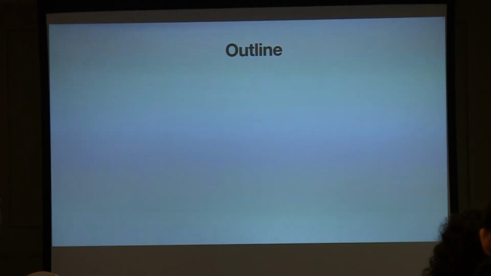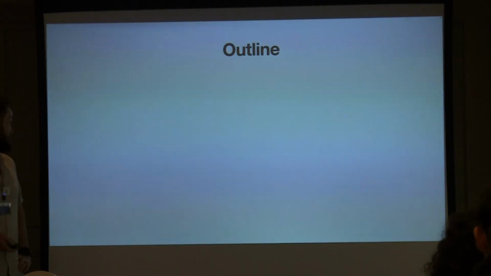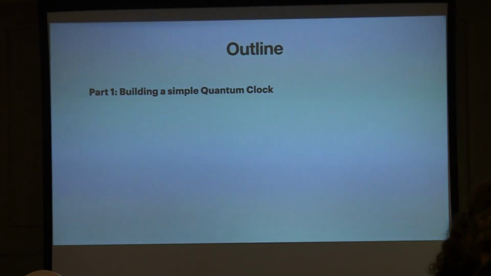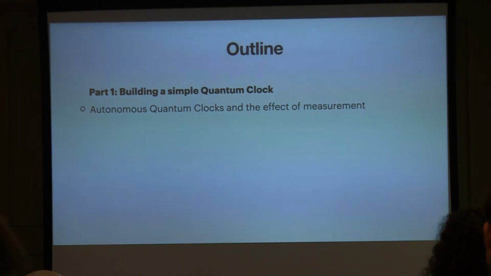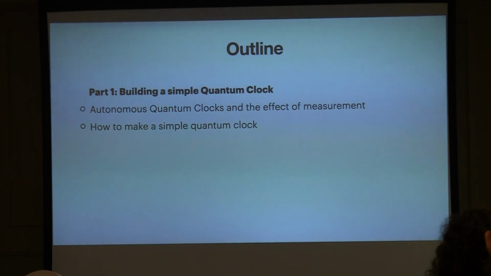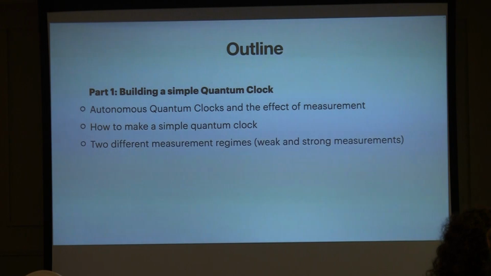So I just want to give a bit of an outline of what I'm going to be talking about today. Firstly, the first part is going to be basically what those who attended QTD have seen, which is building a simple quantum clock using our superconducting circuit. I'm going to start by introducing this idea of autonomous quantum clocks, which has already been talked about by Jared a bit at the start. But the effect of measurement as well, is what Jared alluded to. And how you can go about making such a clock using a very simple superconducting circuit.